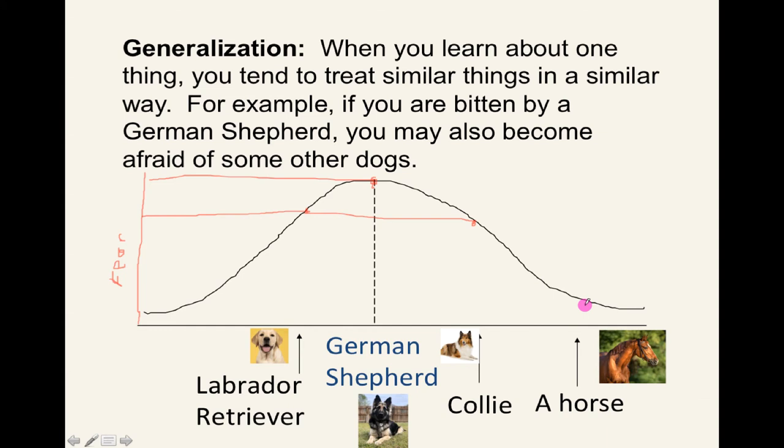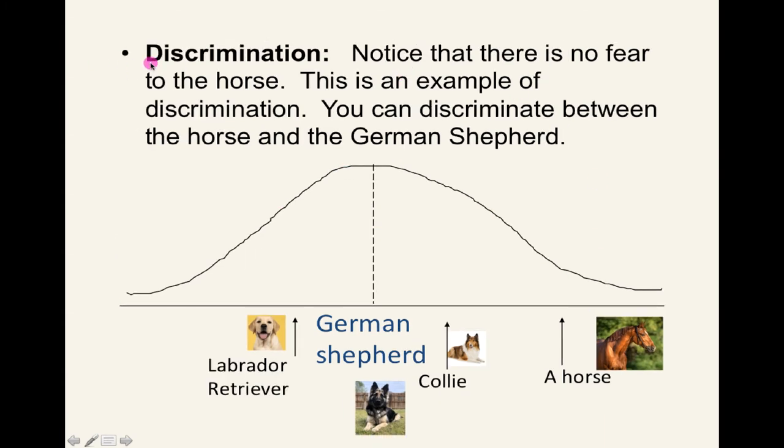And so we can think of that as an example of what's called discrimination. A horse or a turkey or an ostrich or whatever it might be, any animal that is sufficiently different from a German Shepherd will not produce any fear. So that's an example of discrimination. To discriminate in this context, in the context of classical conditioning, just means to treat something as being different. To discriminate means to notice the difference between two or more things. In other words, you're not generalizing.